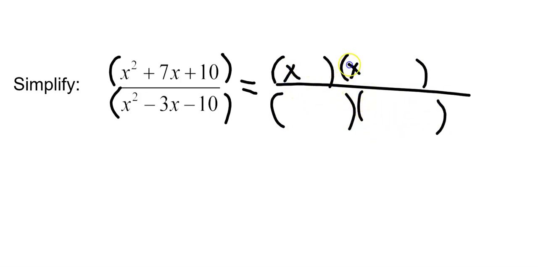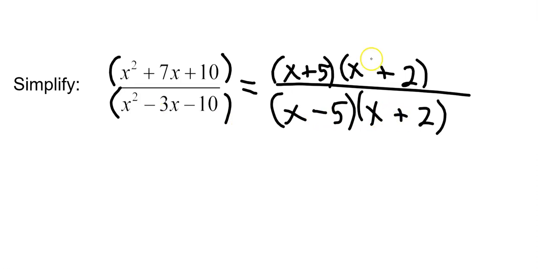So x and x. Factors of 10: 10 and 1 don't add to 7, but maybe 5 and 2, both plus here. And this one, x and x, factors of 10 that add up to 3. Maybe 5 and 2 again, but this time the bigger number must be negative, so minus 5 plus 2.